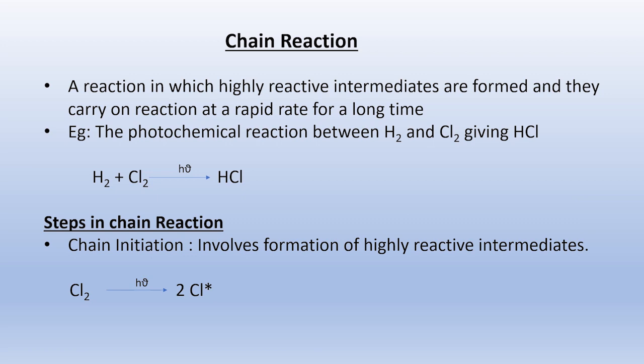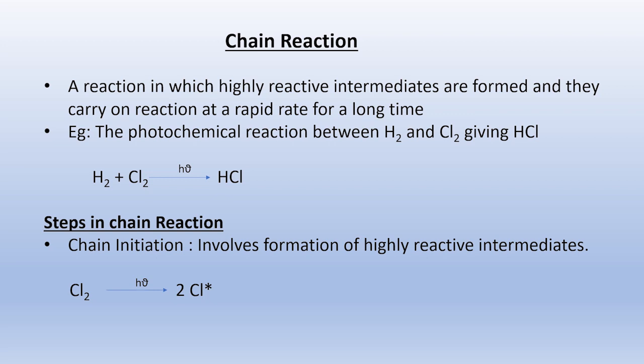And the next type of complex reaction is the chain reaction. We are quite familiar with chain reactions. That means free radical reactions. Free radical assisted reactions are mostly chain reactions. These are the reactions in which highly reactive intermediates are formed and they carry on the reaction at a rapid rate for a longer period of time. Such reactions, once initiated, occur at a faster rate for a longer period of time. Such reactions are called chain reactions.